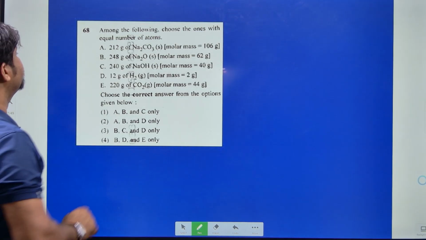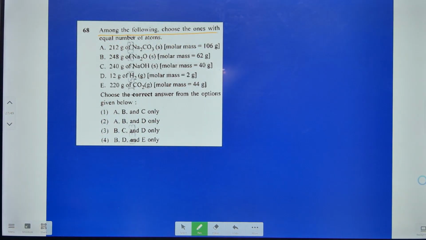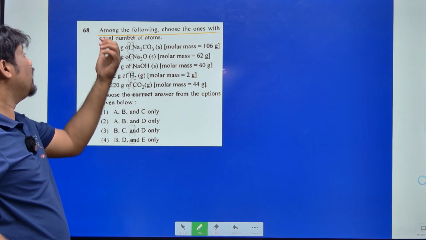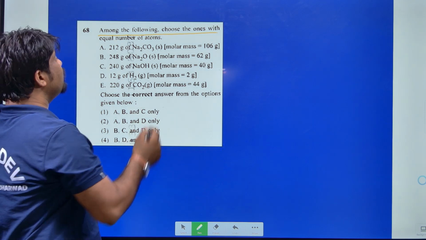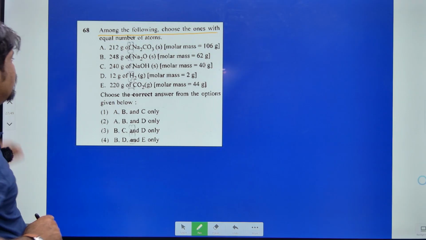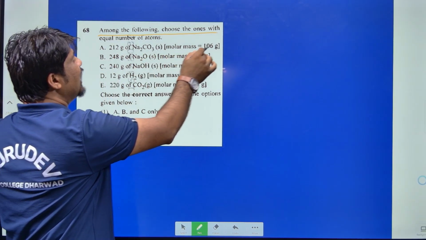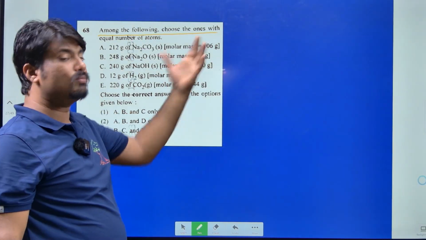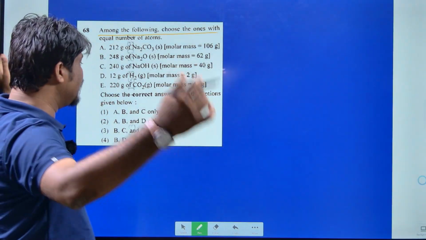Well, go to the next problem then. Among the following, choose the one with equal number of atoms. They have given A, B, C, D, E; in which of the molecules will have the same number of atoms? This we can easily calculate, from the topic some basic concepts of chemistry. Here they have given 212 grams of sodium carbonate, and its molar mass is 106. So we convert from mass to mole, to number of molecules, and the number of molecules into number of atoms. We can easily get it.